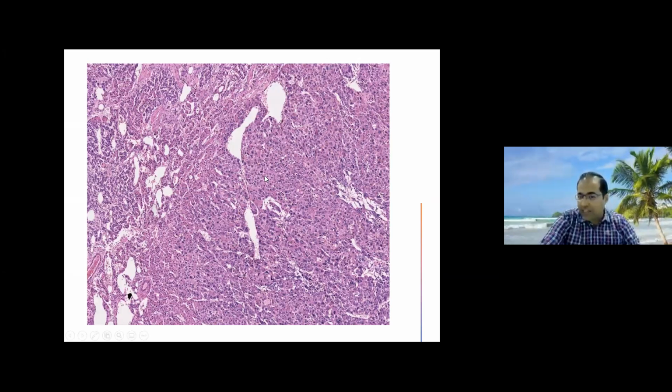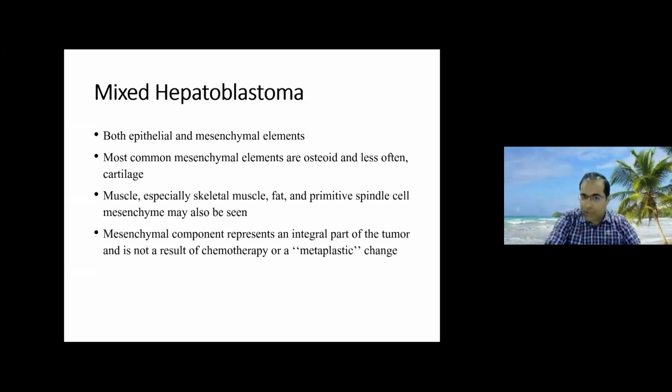You can see very large nuclei in the very large cells, hyperchromatic nuclei, and here's the typical fetal hepatoblastoma here, and this is the pleomorphic type. So there is a lot of pleomorphism in these cells with mitosis also.